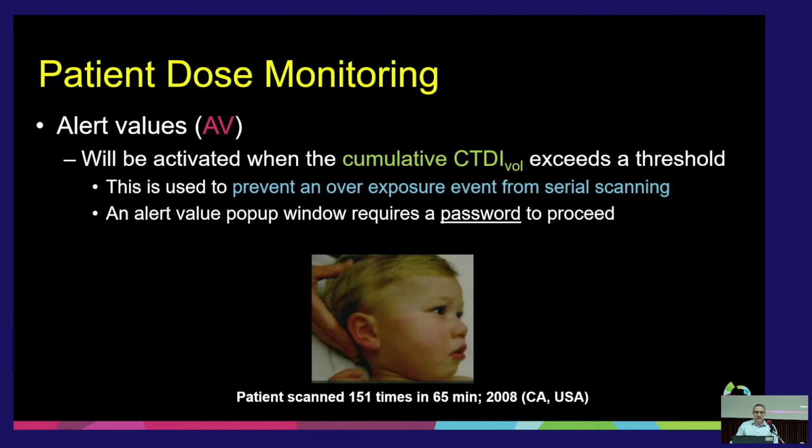When you exceed a threshold, and when you're talking about alert values, that same window will pop up. But this time, instead of it saying, tell me why you want to keep using dose, you'll make that adjustment. You'll also have to enter in a password. And so basically this requires someone to get higher level permission to keep scanning. And this is meant, as I mentioned, to simply prevent an event like this. Now, I would point out that all of your modern scanners are going to have this feature, but I would argue most people have probably never changed the value that came preset on the system.